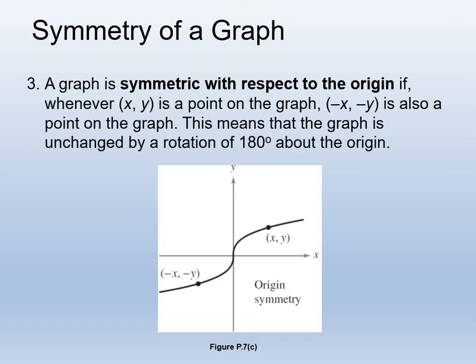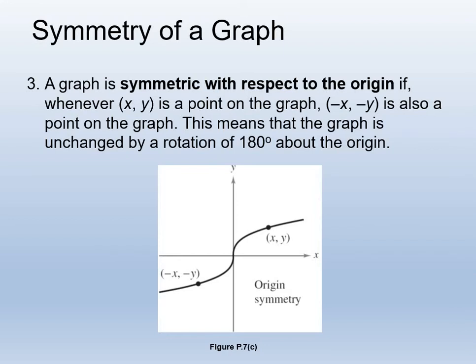If we take the point (x, y) and we're able to graph the point (-x, -y), so we're taking the opposite of x and the opposite of y, and we're able to graph this, this means the graph is unchanged by a rotation of 180 degrees about the origin, which means it's symmetric to the origin. So you can also, visually in your head, if you can rotate this graph 180 degrees around the origin, it will also have symmetry to the origin.